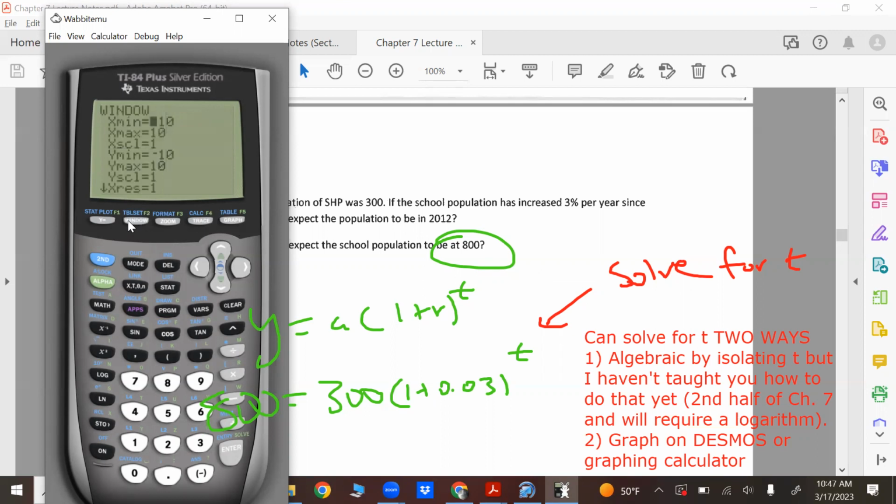So if you go to window, now this is a skill that, guys, quiet please, we will have to do next week because I want to make sure we spend a lot more time on how to use the graphic calculator. What does X represent in context of the word problem? Time. X represents time in years.